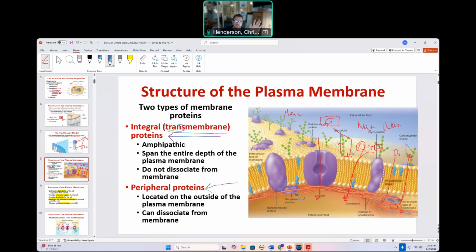So what is the difference? What are the two types of proteins? Question one, integral transmembrane and peripheral. What is the difference between the two? Transmembrane goes all the way across, like a channel protein. Peripheral proteins, they're on one side or the other, the extracellular side or the intracellular side.